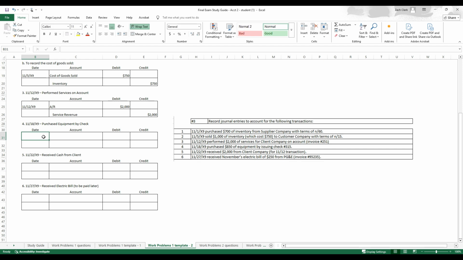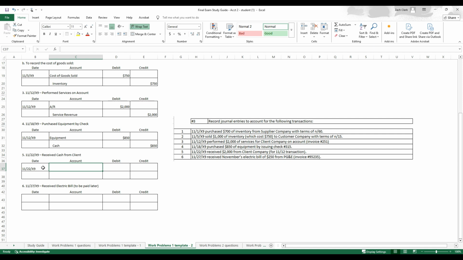Okay, we purchased equipment by check. If we say check, that means we're going to have cash as an outflow. And equipment, so one asset, they're both assets. One goes up, the equipment asset. One goes down, cash asset goes down, right? Okay, pretty basic.